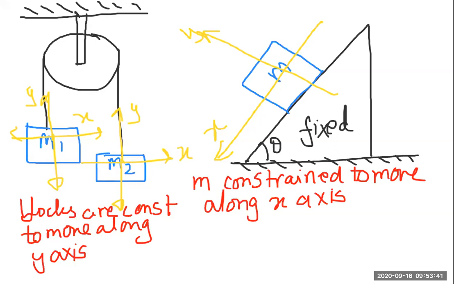y-axis. In the third case, can you tell us where the object will move? Yes, it will move down the inclined plane. Therefore, I will choose the axis which is down the inclined plane. Therefore, it is moving along my chosen x-axis.